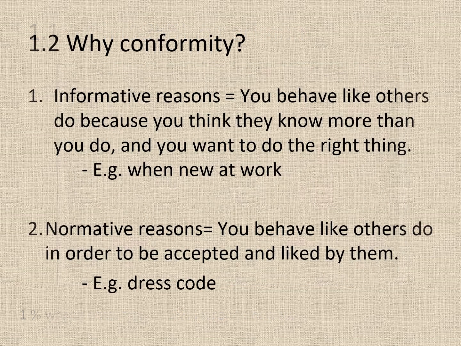And this leads us to the 2 main explanations that conforming behavior has been given in social psychology. It's usually talked about as informative reasons and normative reasons.